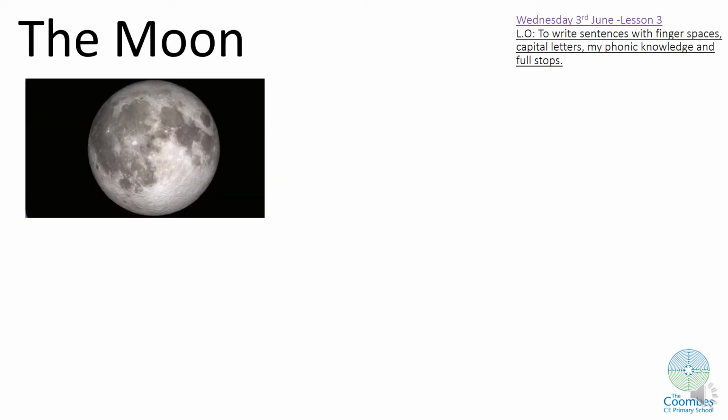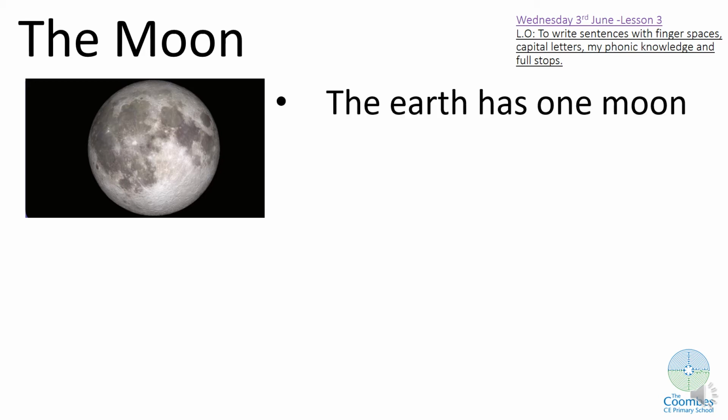So we've looked at the sun, and now we're going to focus on our moon. As I said, there are lots of moons in our solar system, but we want to focus on our moon, the moon that orbits the Earth. So the Earth only has one moon, and it's very important.